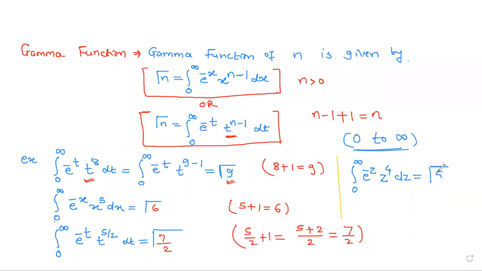Gamma function of 5. बस. So the variable may be changed but the pattern should be the same. Limit is 0 to infinity. Exponential function और साइड में e पर जो वेरिएबल है वही होगा कंपलसरी. बस जो भी पावर है उसमें +1 कर दो, गैमा नंबर मिल जाएगा. Okay, this is about definition.